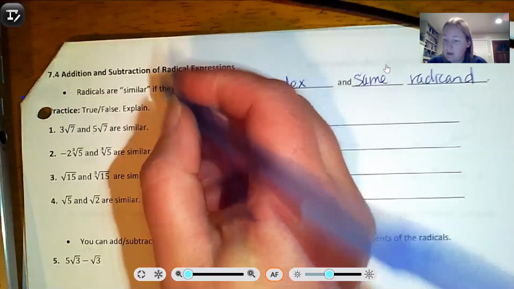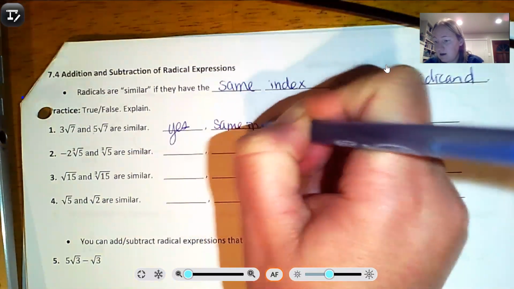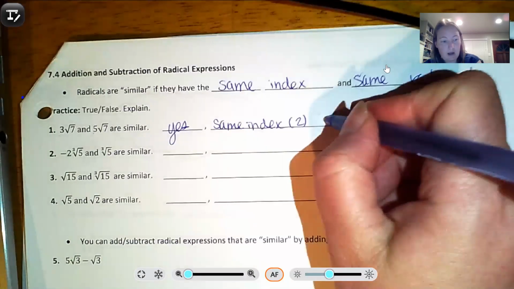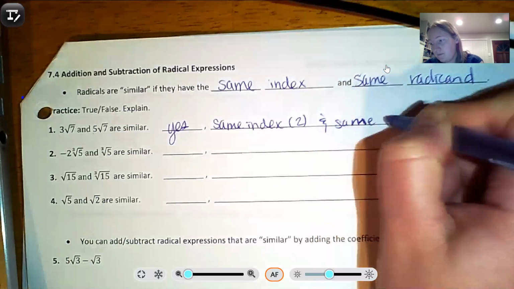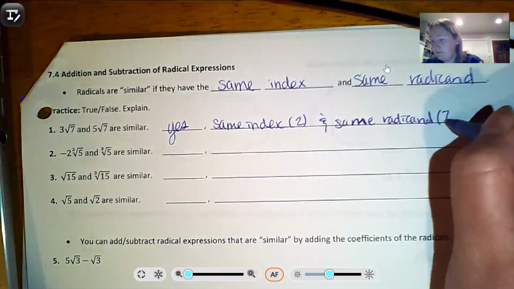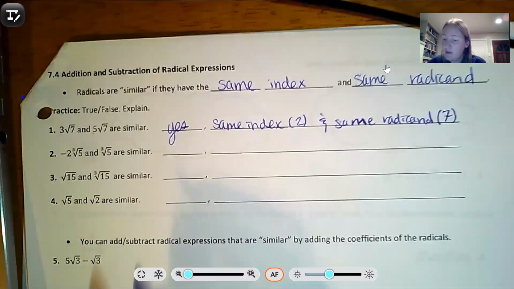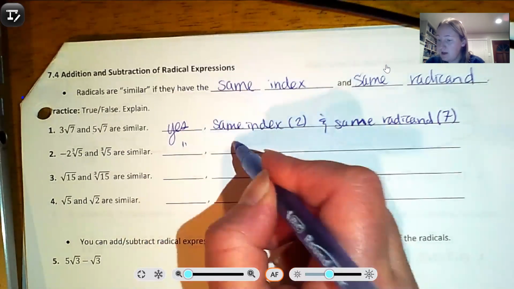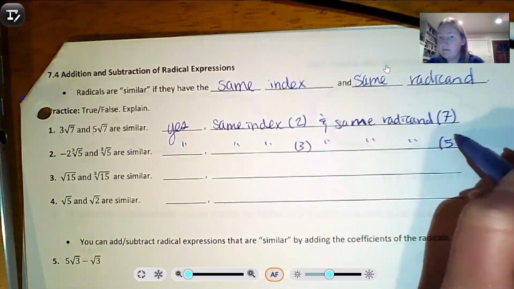So these are. Yes, they have the same index, being square root, so index of 2, and same radicand, which in this case is the 7. So they're both square roots and they're both a radicand of 7. This next one, they're both cube roots and they both have a radicand of 5. So yes, same index, it's a 3, and same radicand, in this case 5.